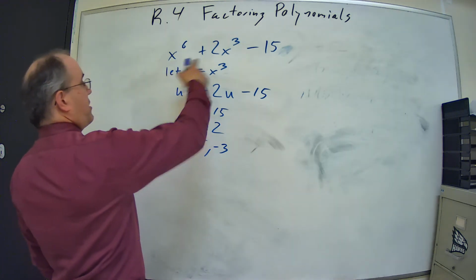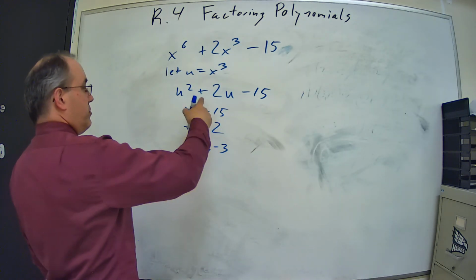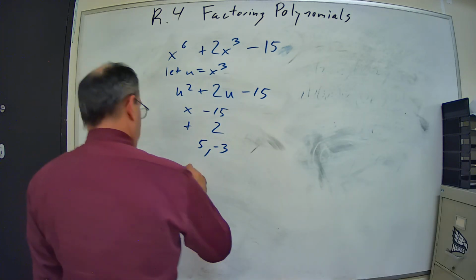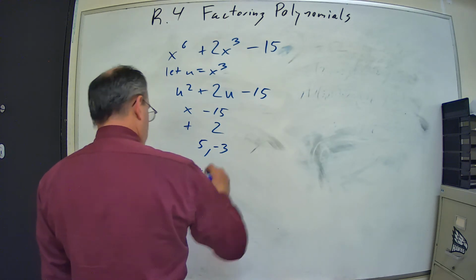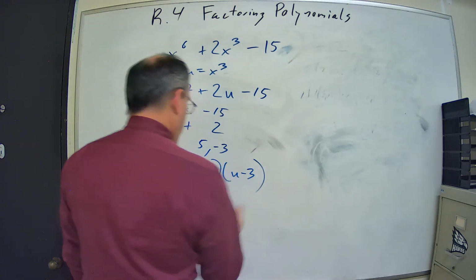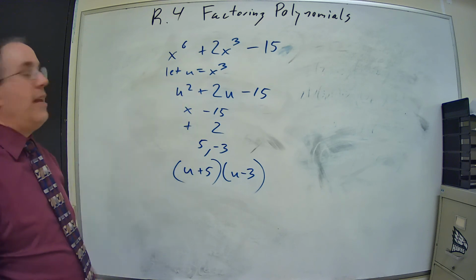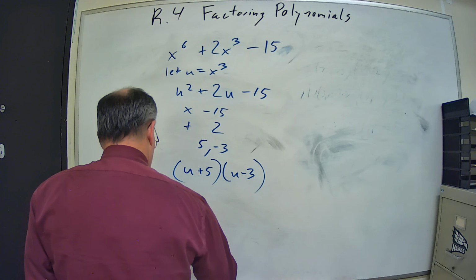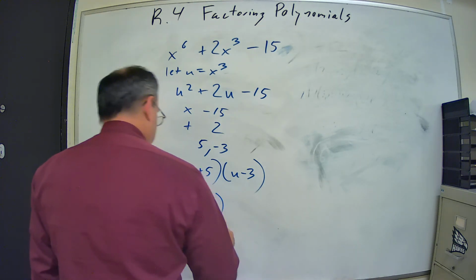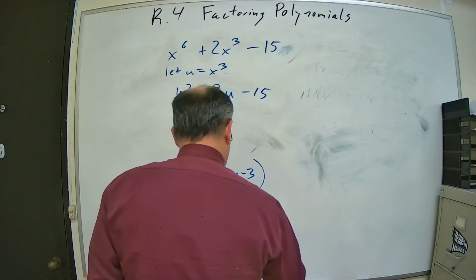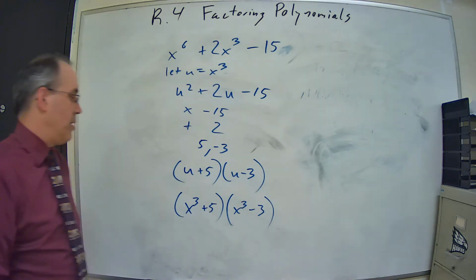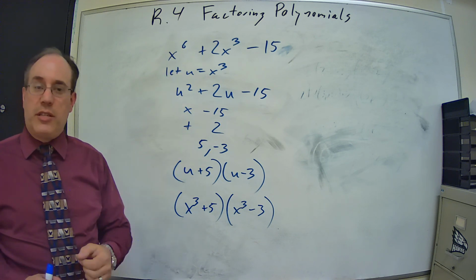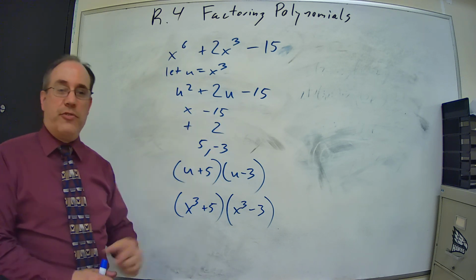So since that's u squared plus 2u minus 15, that's (u plus 5)(u minus 3). Now we substitute back in x cubed. So we have (x cubed plus 5)(x cubed minus 3), and we're done. So you can see how even something like that can be simplified relatively easily by using substitution.